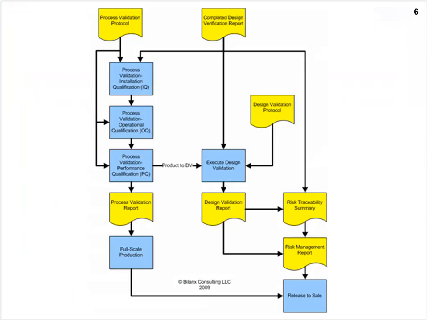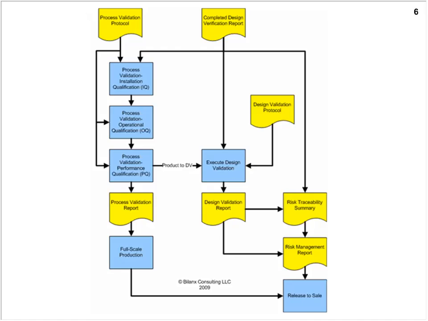And I've kind of drawn a little bit of a flow chart here to help illustrate some of these connections. If we go to the top there, and everything I've highlighted in yellow is a document, by the way, at the top, I mentioned that we must have a completed design verification before we can start process validation, so we'll start with that step there. And also, we must have a process validation protocol to follow as we're executing our process validation. So that's another document that we do need to have in order to start process validation.